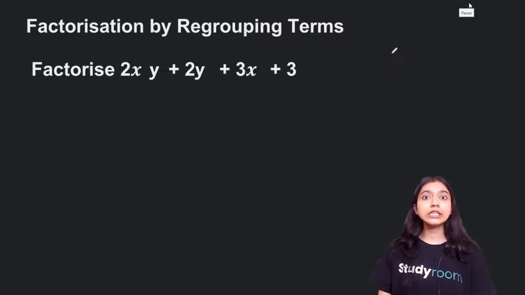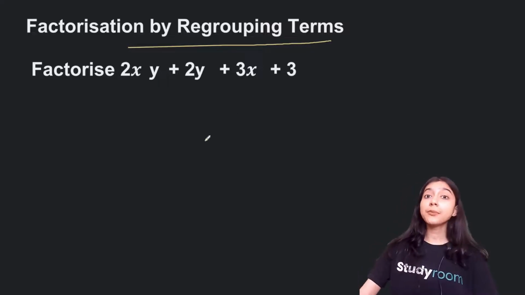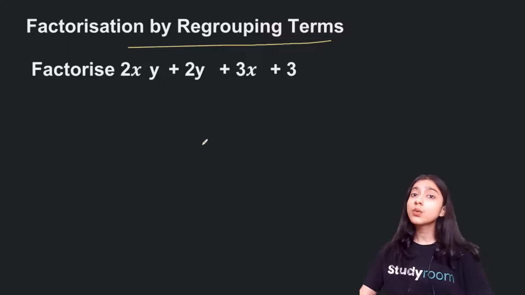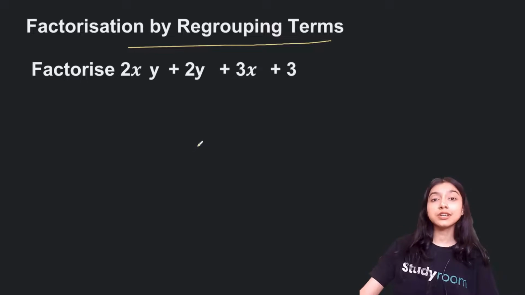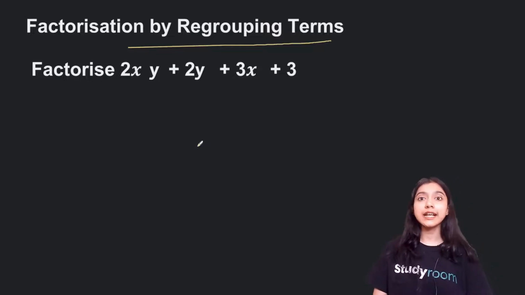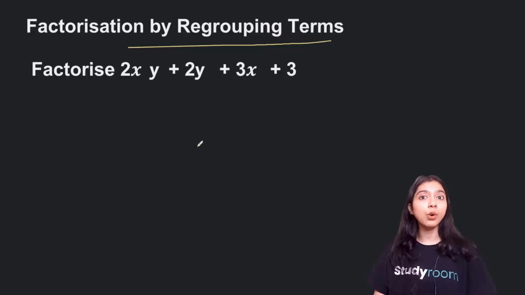Now we'll be learning a new method of factorization, that is factorization by regrouping the terms. Now you'll ask me, ma'am, you already taught us factorization by the common factor method. So what is the need of learning this regrouping method? So the answer to this question is, many a times we get algebraic expressions in which we cannot find any common factor from all the terms.